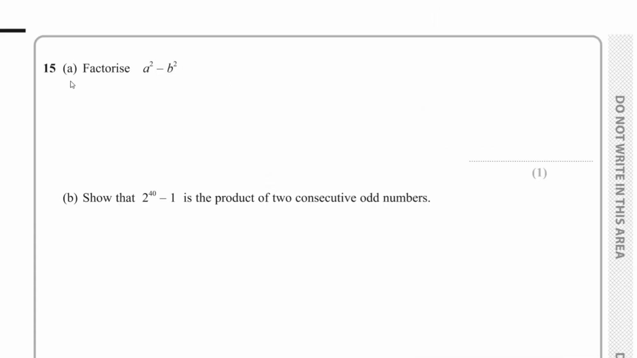Question number 15. Part A, we have to factorize a squared subtract b squared. Here we've got a difference of two squares, so we end up with a plus b multiplied by a subtract b.